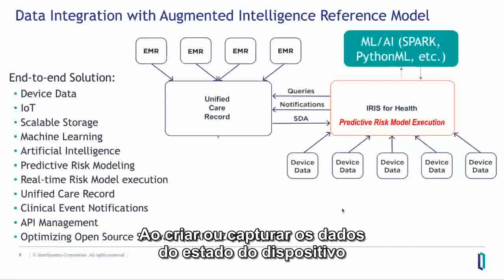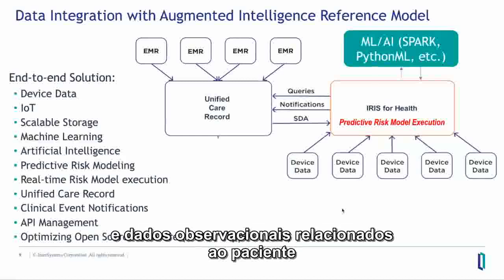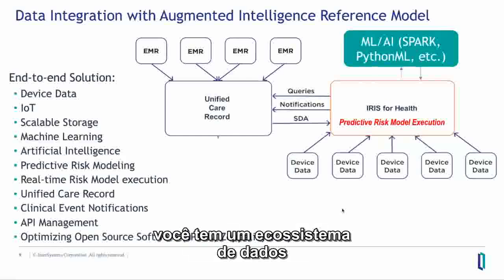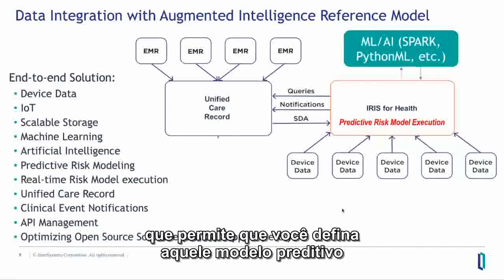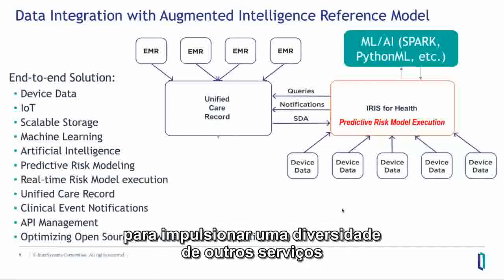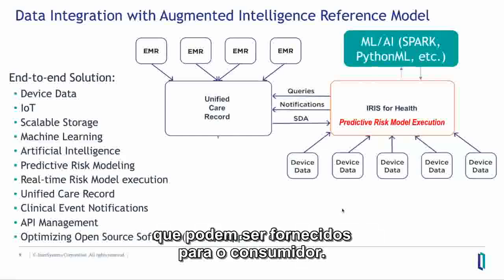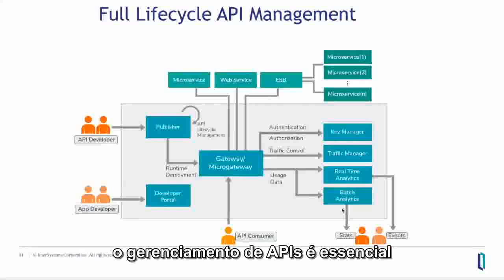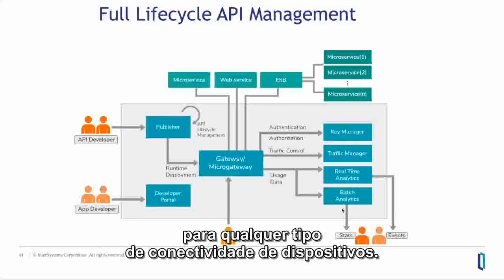Now, by capturing the device state data and the observational data related to the patient, and reaching out to the unified care record and extracting the clinical information, you have a data ecosystem that allows you to define that predictive model and then bring it back to operationalize it, to drive a variety of services that can be provided back to the consumers. So, connectivity. As I mentioned, API management is a cornerstone in any device-based connectivity.